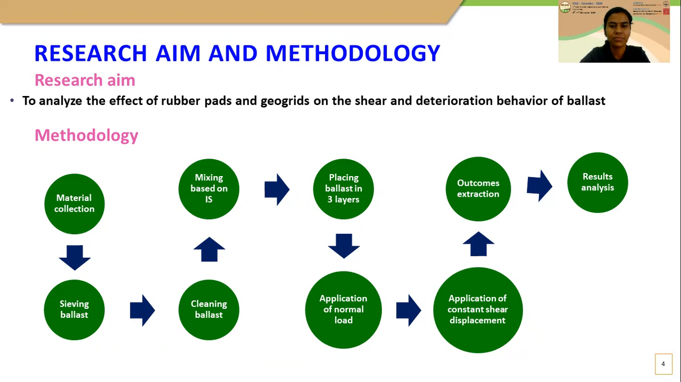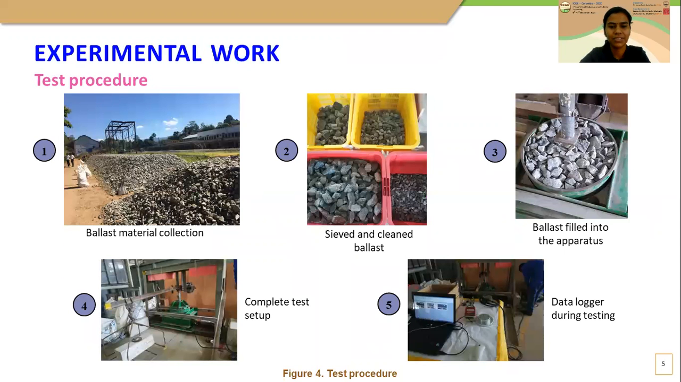After that, ballast was prepared in 3 layers and each layer was placed into the apparatus to obtain the field unit weight. After that, the normal load was applied using a lever arm system. Then the constant shear displacement was applied to the bottom part of the shearing apparatus. After that, outcomes were extracted and the results were analyzed. These photographs show the test procedure I explained in the previous slide.